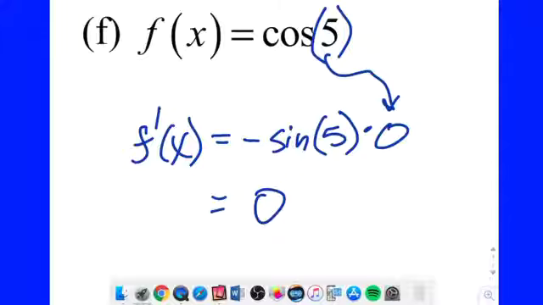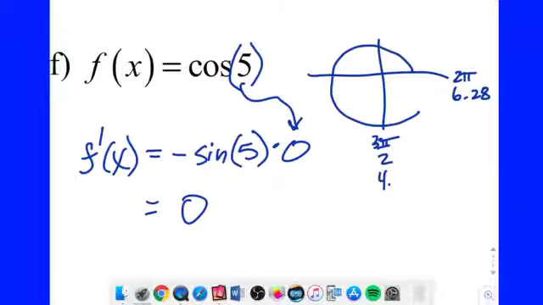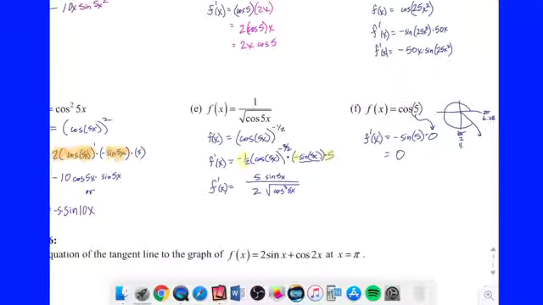So it's just a little bit faster to realize that cosine of 5 is a constant to begin with, and its derivative is 0. Is cosine of 5 positive or negative? Well, 2 pi is about 6.28, right? And 3 pi halves is about 4 point something. So 5 radians lands over here in quadrant 4, where cosine should be positive. Should be some positive number. Okay, reviewing the unit circle. Comments, questions on that?